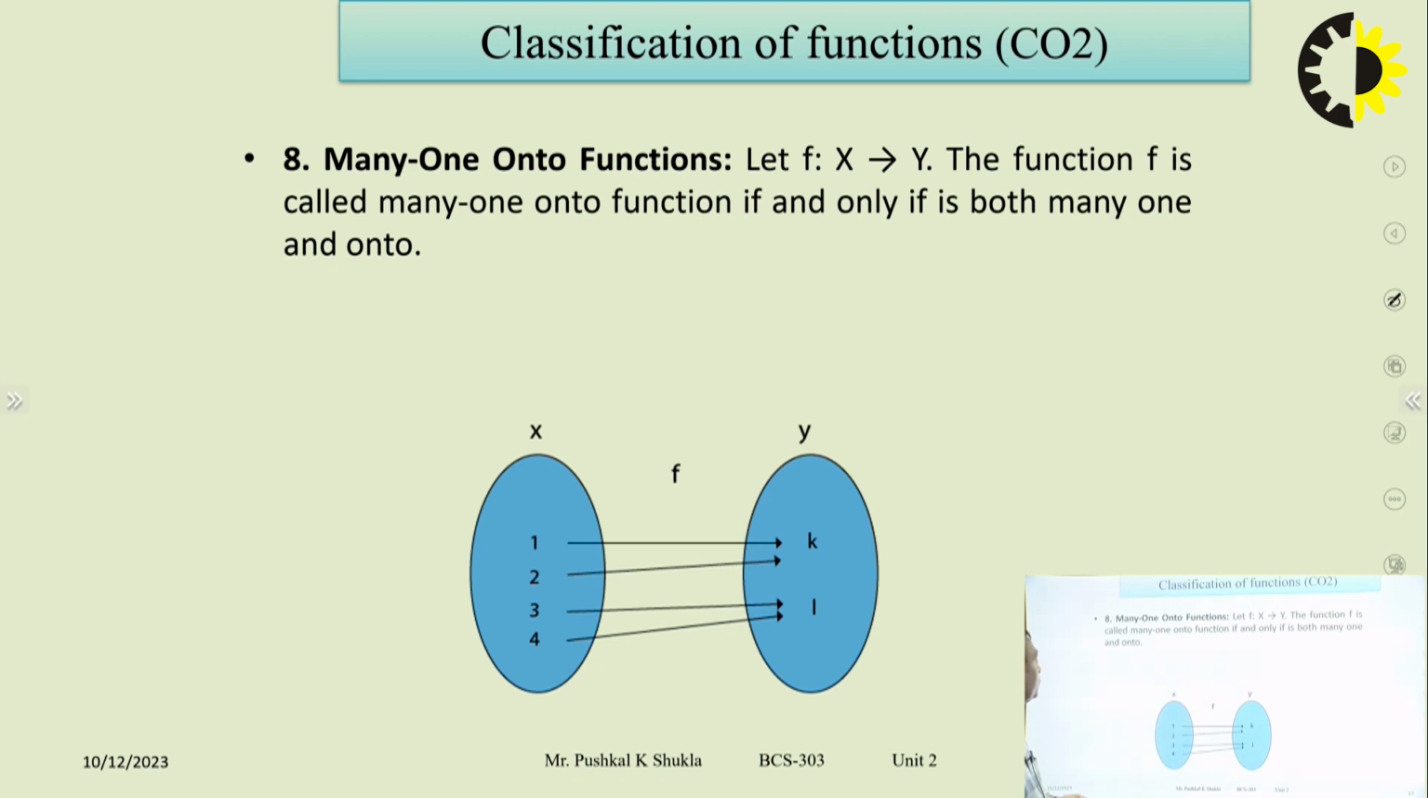Many-one onto function. The same function is said to be many-one onto if it is many-one and onto. Both conditions are going to be applied here. Many-one means that two or more elements of set X have the same image in set Y, and onto means all the elements of set Y have a pre-image in set X.